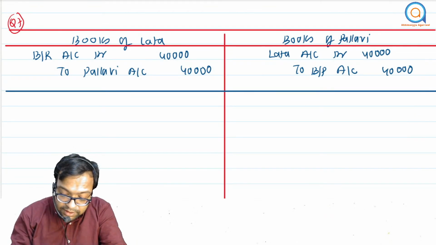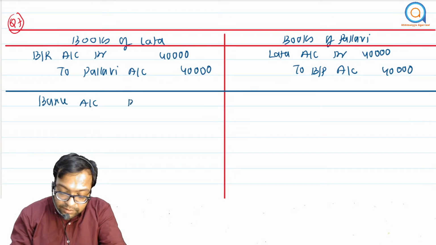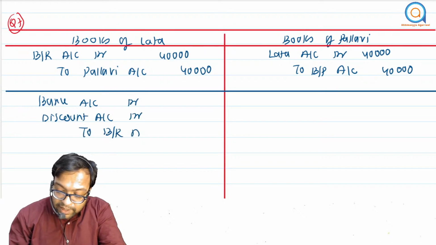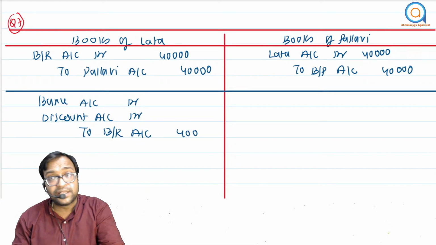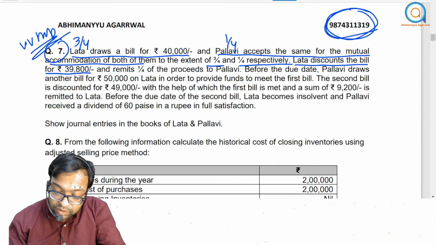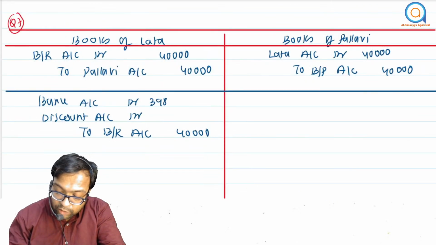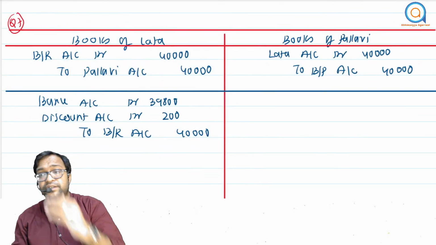So what will be the journal entry? Bank account debit, discount account debit to bills receivable. Bills receivable is how much? 40,000. Now we have discounted it for 39,800. How much is the discount? 200.